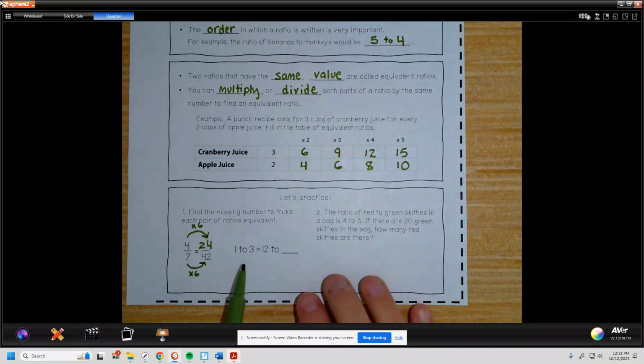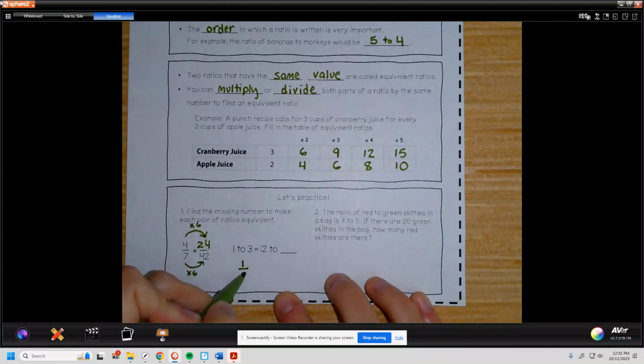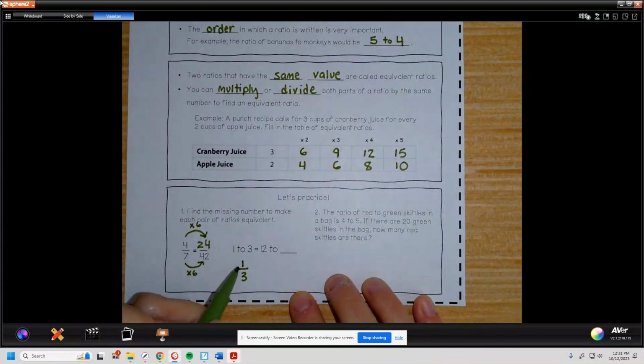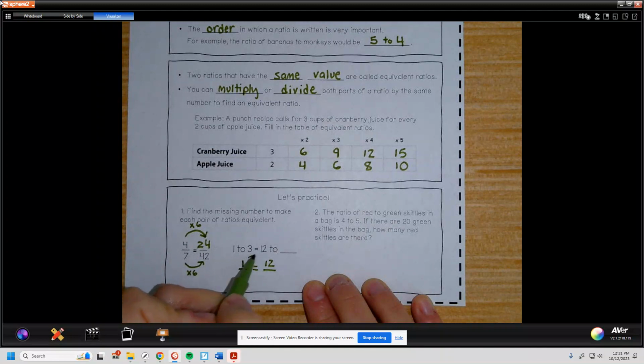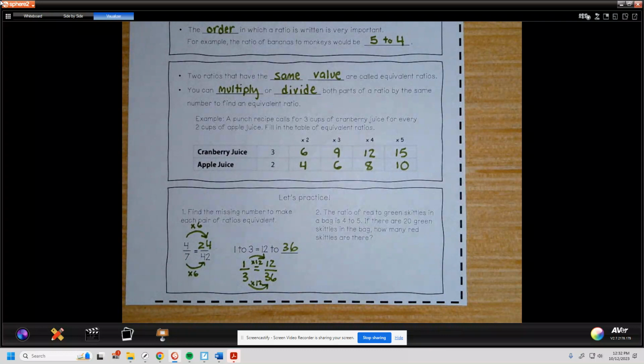And then these ratios are written in word form. I like to write them as fractions because it's just easier to line it up. So I'm going to do 1 to 3 equals 12 to blank. And then you can do the same thing. Go straight across. I know 1 times 12 is 12. And 3 times 12 is 36. So 1 to 3 is equivalent to 12 to 36.